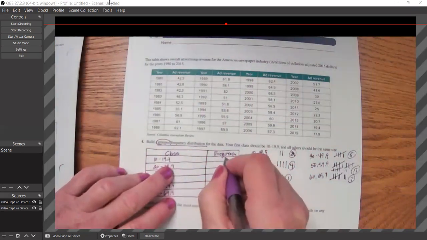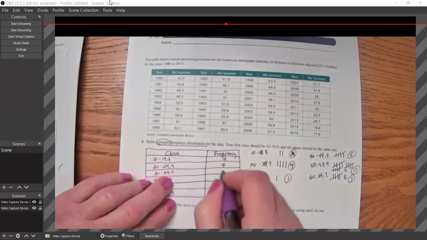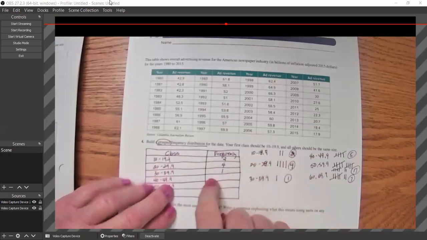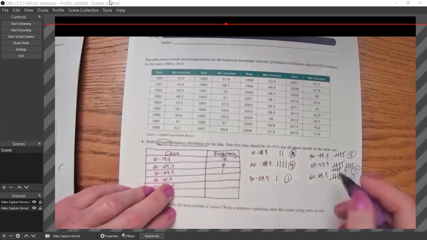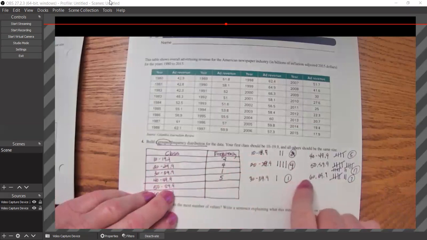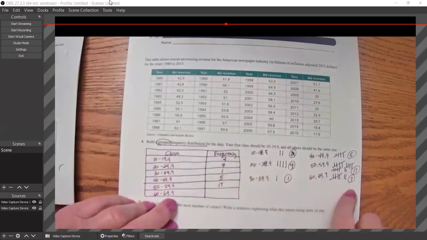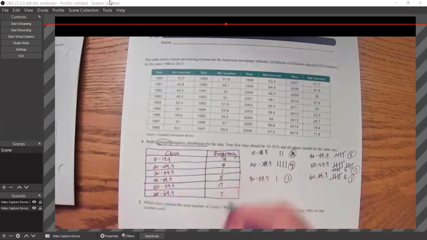So this will be a 2, 4, a 1. I'm just putting the values in my final chart here. From 40 to 49 was 5. From 50 to 59 was 17. And from 60 to 69 was 7.